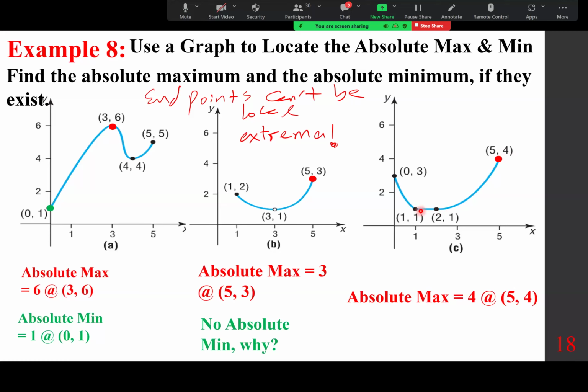All of this line segment, they all have the same y coordinate, 1. So absolute minimum is 1 anywhere from 1 to 2. So we have infinitely many points that represent the location of the absolute minimum. However, the absolute minimum is equal to 1.